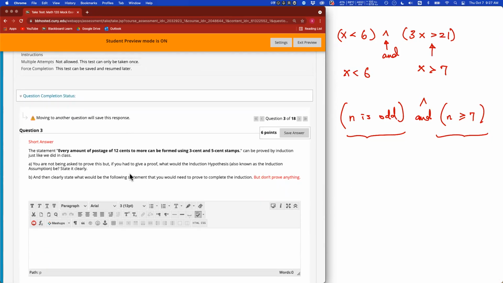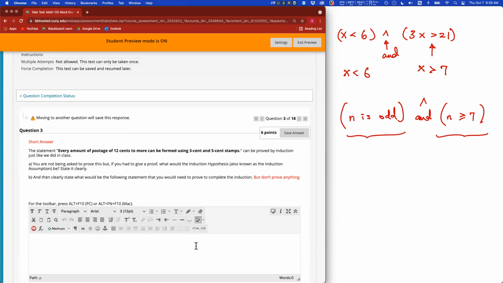Okay, so this question, like we did the STEM question in class, asks you just to state the inductive hypothesis and to state the statement you're trying to prove after that. So it asks you to state the statement that you need to prove to complete the induction, but you don't need to prove anything. You just need to state the statement.